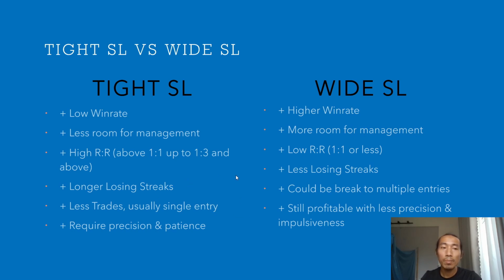When we use tight stop loss, obviously we want a high risk reward ratio. And for me, high risk reward is usually above 1 to 1. Usually people use 1 to 2, 1 to 3, and sometimes I saw people use 1 to 10, 1 to 20, but with a longer losing streak. With 1 to 20, probably you will get sometimes maybe 20, 30, 40 losses in a row.